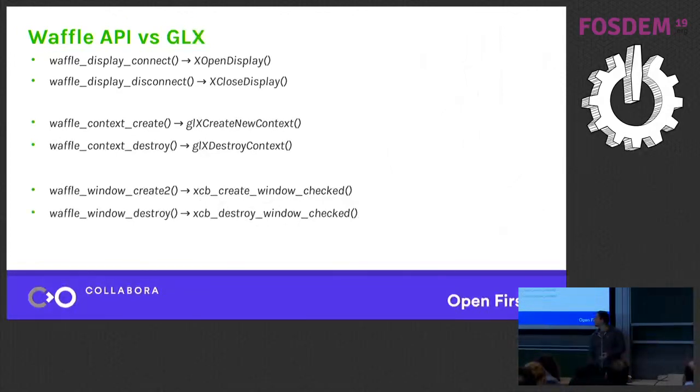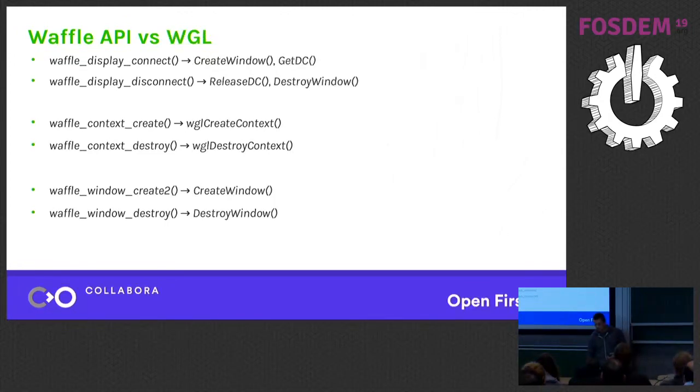Another quick example is the GLX. As you can see, fairly similar. As you know, XCB can be used to manage the windows. We have GLX explicit API for context creation, but we don't have GLX API for connecting to the display, so we have to use the X APIs.